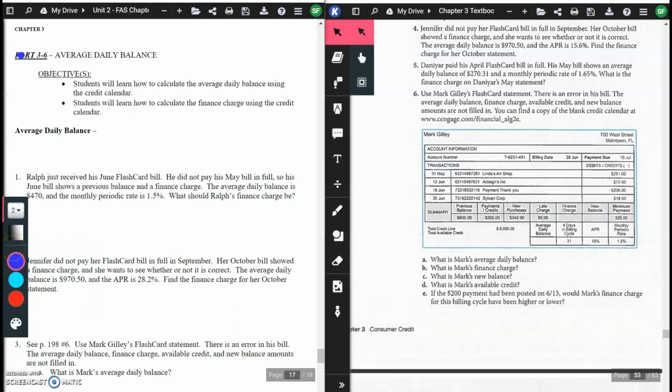Alright, section 3.7 is on average daily balance. Average daily balance, this is the average amount the consumer owed each billing cycle.